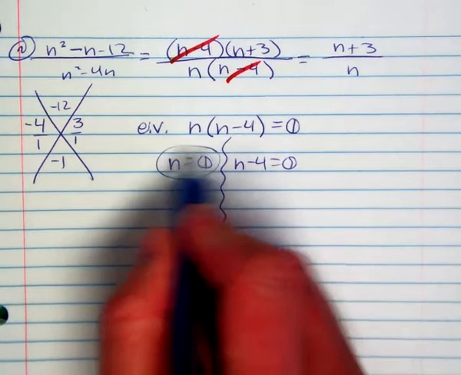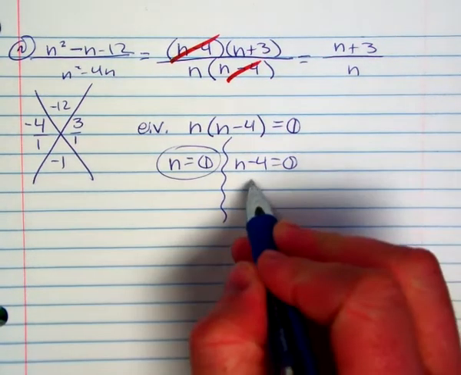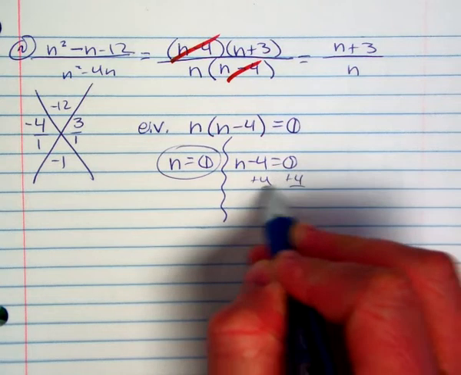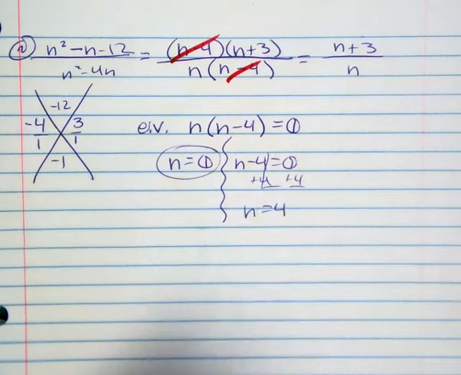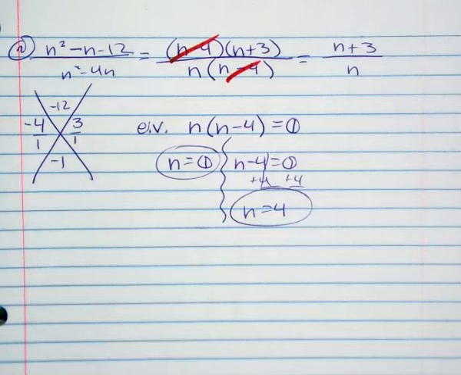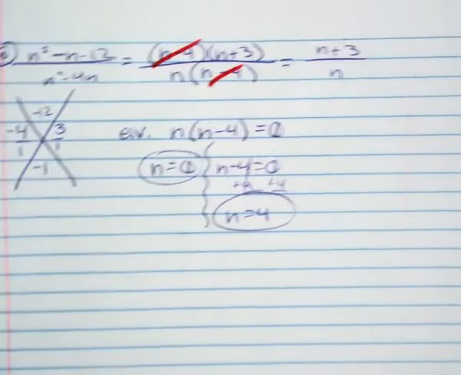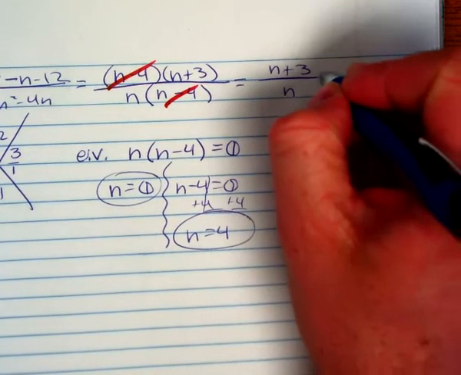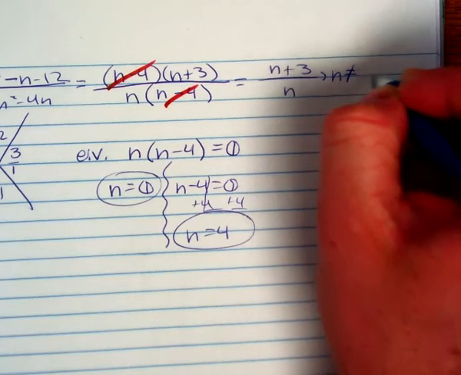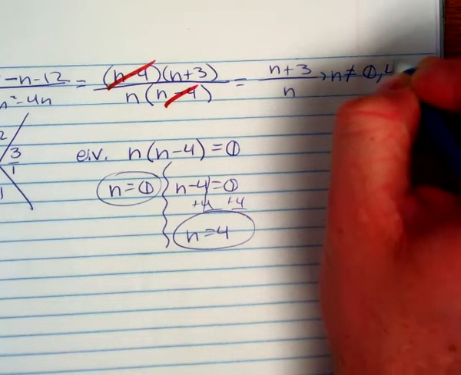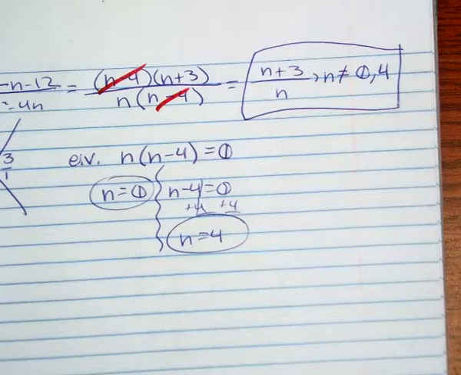This one's already solved. There's nothing to do. This one I would add 4 to both sides to get that n equals 4. So those two things are my excluded values, and to write that for my final answer, I just say, comma, n cannot equal 0 and 4. And that whole thing is my final answer.